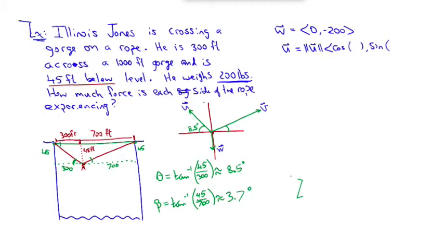Close, no cigar. What quadrant are we in? We're in the second quadrant. So 8.5 degrees in the second quadrant becomes 171.5. You have to be very careful about where you are.